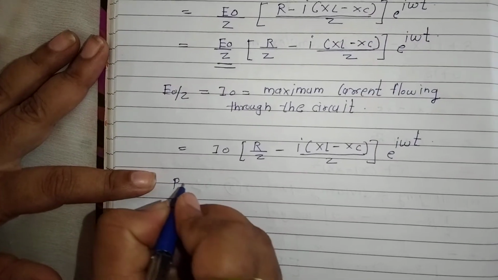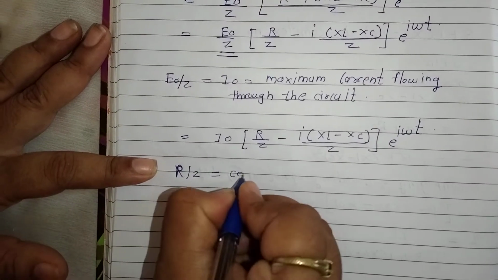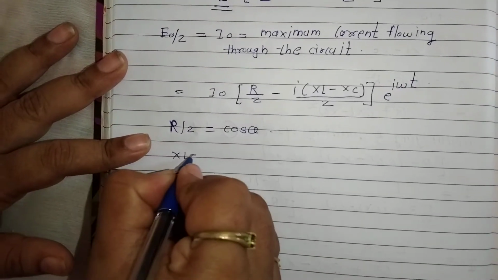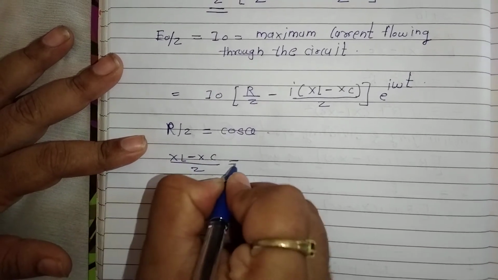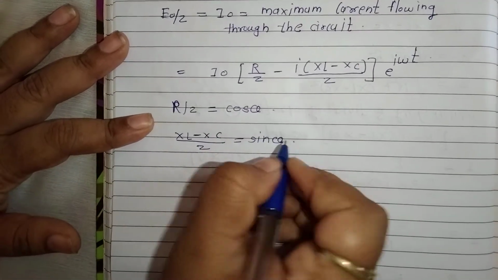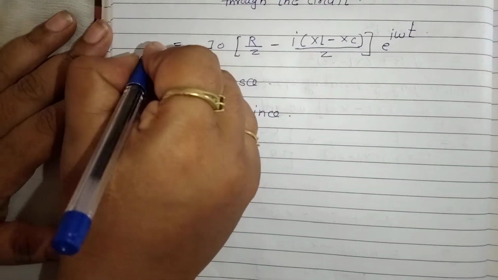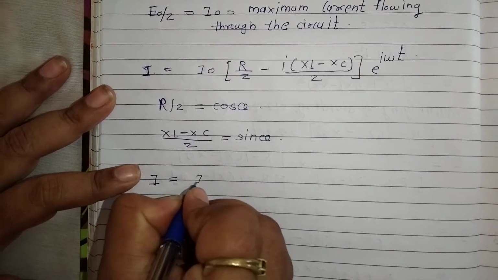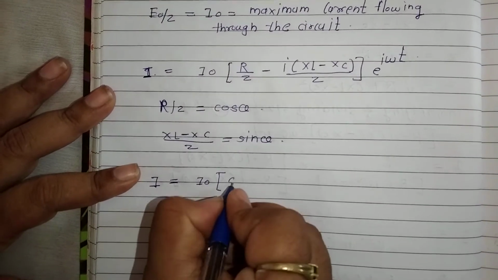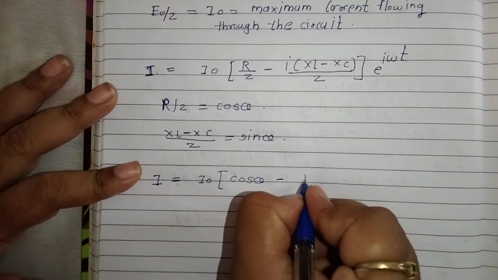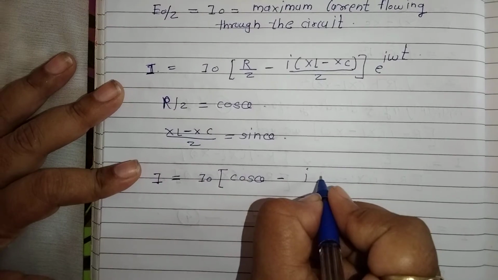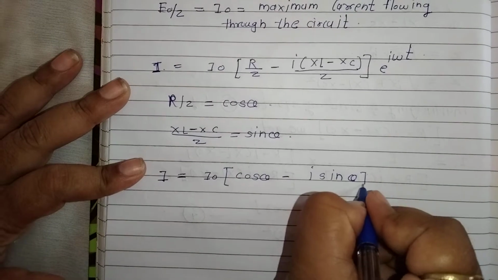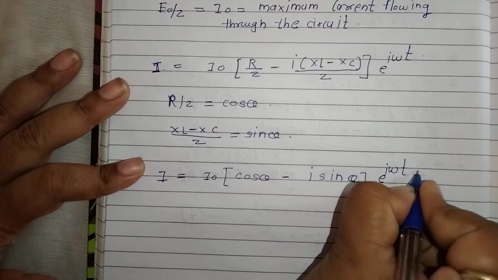We know R by Z is equal to cos theta and (XL minus XC) by Z is equal to sin theta. Put this value in the above equation. We get I is equal to I0 times cos theta minus i sin theta, into e raised to i omega t.